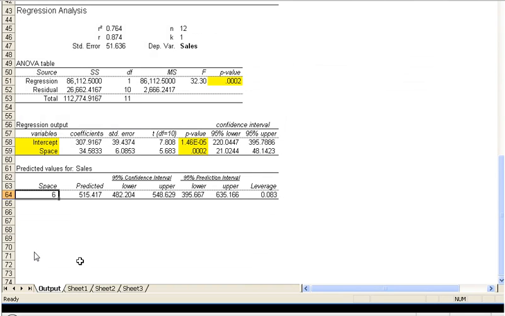So looking at this, we see a lower and an upper value under the 95% confidence interval. And that means that we are 95% confident that the mean weekly sales for all weeks when 6 square feet is allotted is between $482.20 and $548.63. So again, if we allocate 6 square feet and we look at every week, the mean of those weeks would be between those two values.